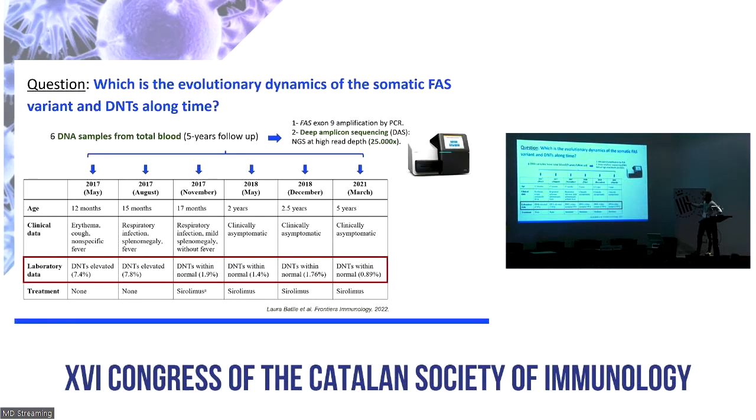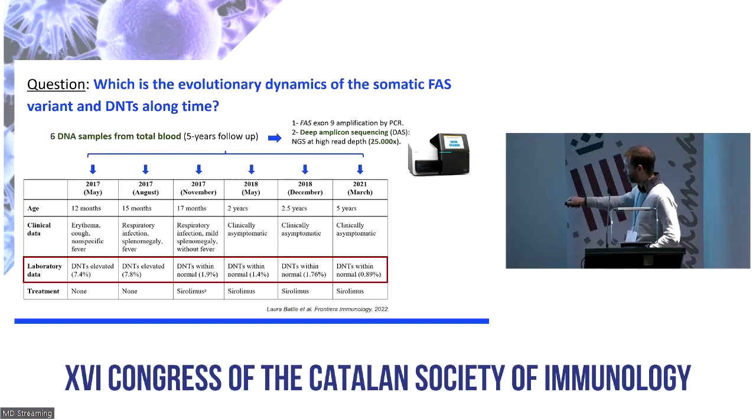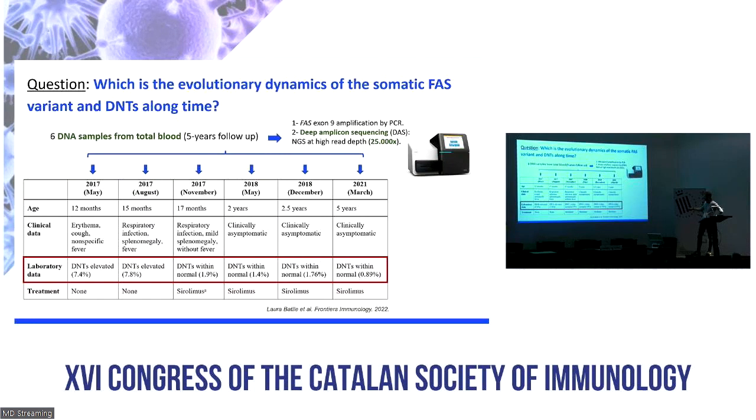So what we did to solve this question is to do a follow-up of this patient during 5 years. And we collected 6 different samples during these 5 years. You can see it in this table. The first 2 samples were at the initial stage without treatment, so with elevated double negative T cells. And the 4 remaining samples were obtained when the patient was under sirolimus treatment. And you can see here that the sirolimus restored the normal numbers of double negative T cells.